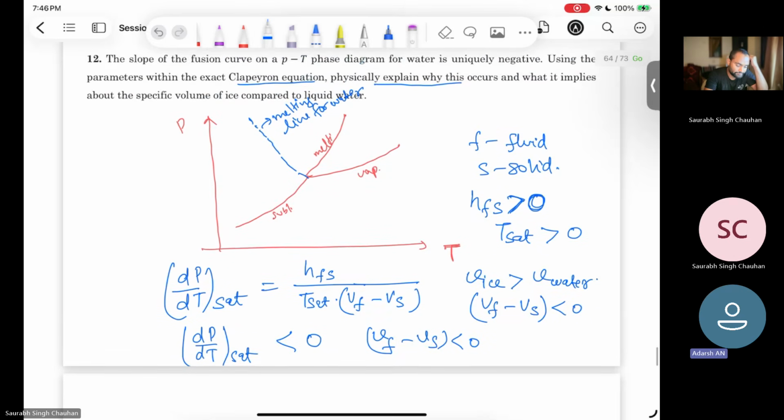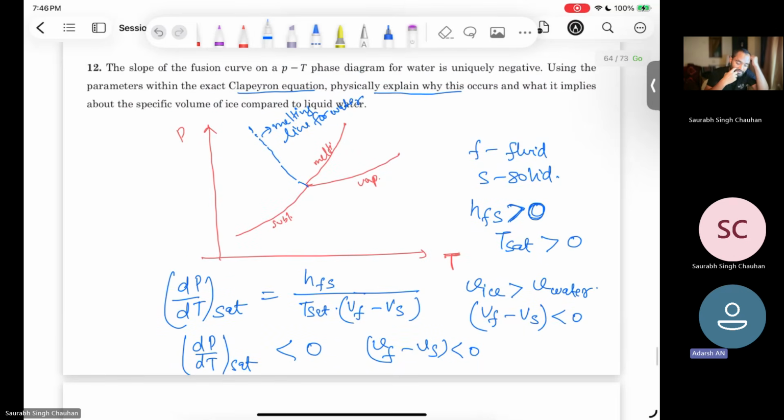Sir, can I ask a doubt? Yes, sure. If water is between 0 to 4 degrees centigrade, in that range the specific volume will be going on increasing, no? See, at 4 degrees it is liquid, and at 0 degrees let us say it is solid. If you go from 4 degrees to 0 degrees, then yes, specific volume is increasing.